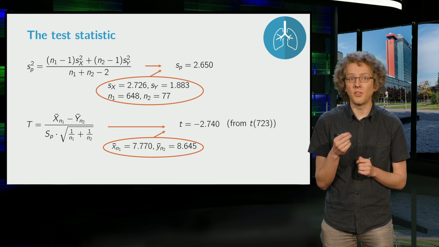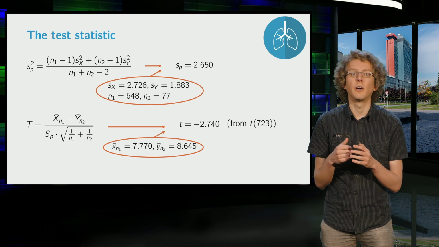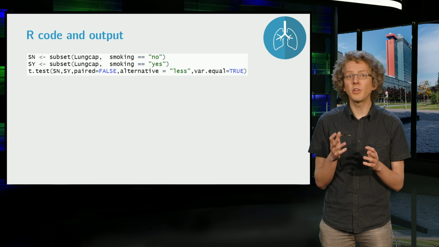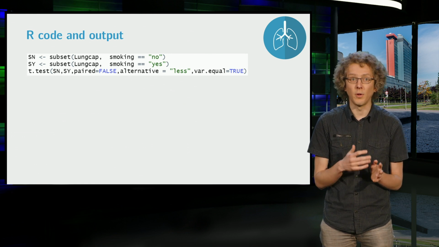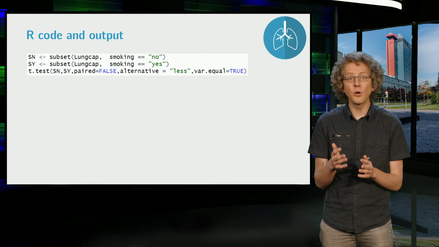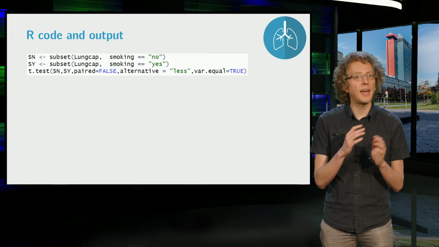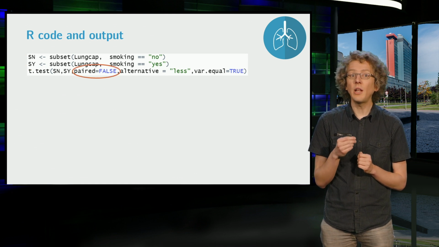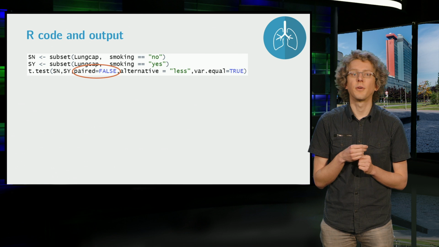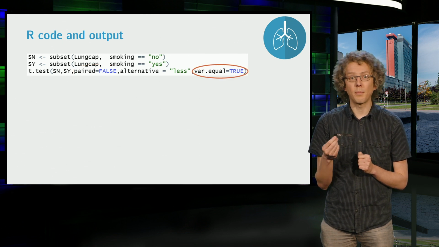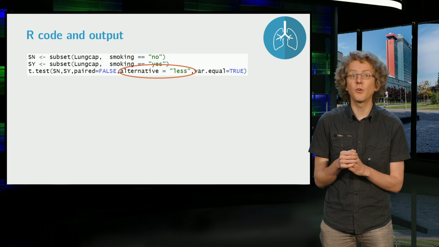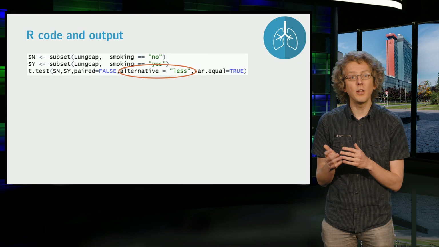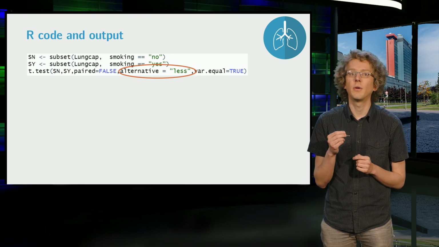Let's see if we can obtain this and draw a conclusion using R as well. The code is shown on the screen. The closing capacity for smokers was stored in the variable Sy, the one for non-smokers in Sn. We are dealing with an unpaired t-test, and we assume equal variances. Our alternative hypothesis was that the closing capacity for smokers is greater than the one for non-smokers. As you can see, the p-value is 0.003.